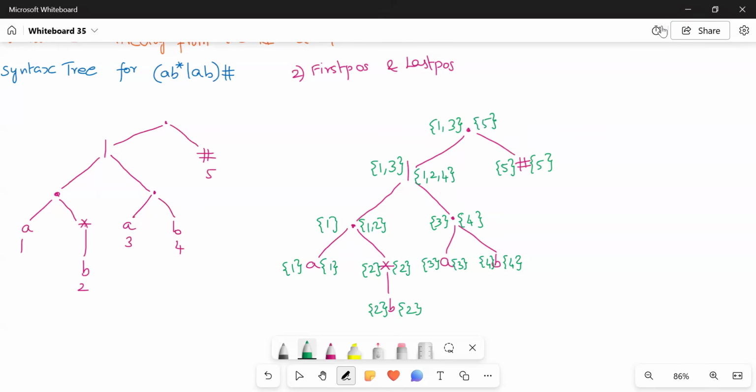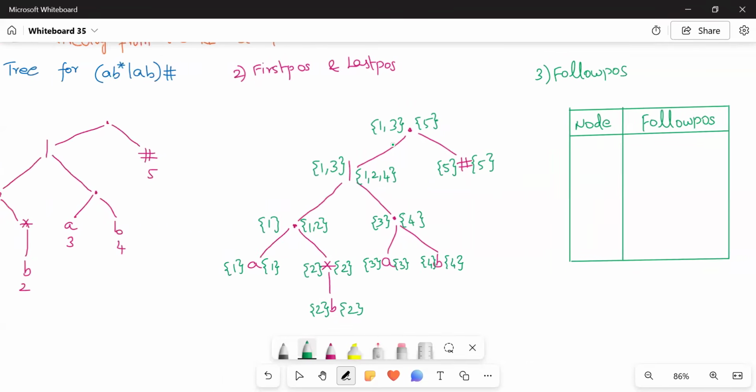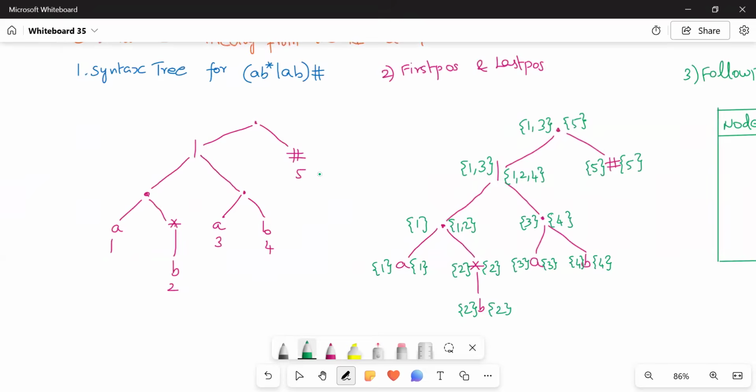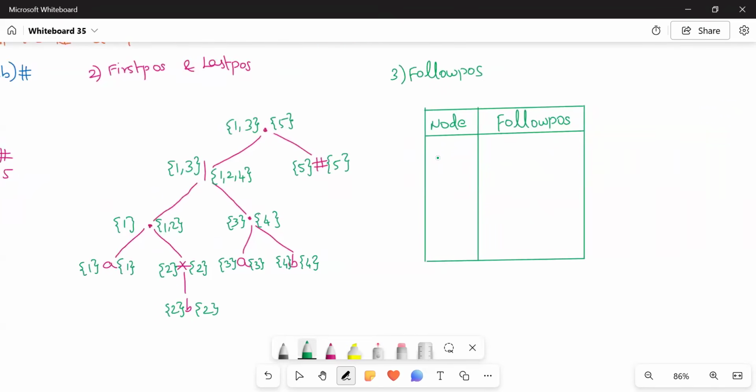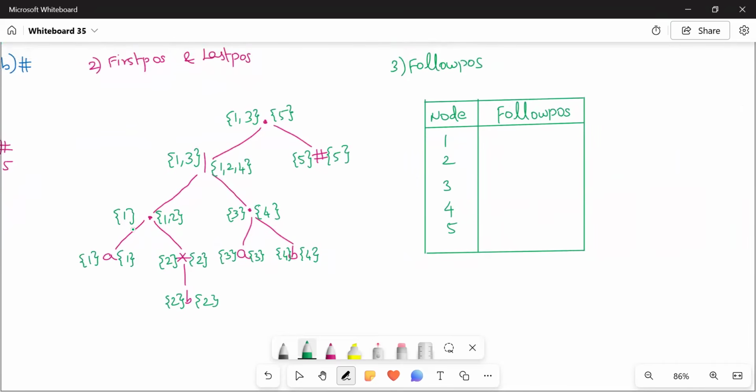Next, third step. Third step is we need to find follow position. So to find follow position, we need to mark all the nodes here. So 1, 2, 3, 4, 5. And if we want to find follow position, we need to check only the cat node and star node. If we check from the bottom, we will get this star node first.